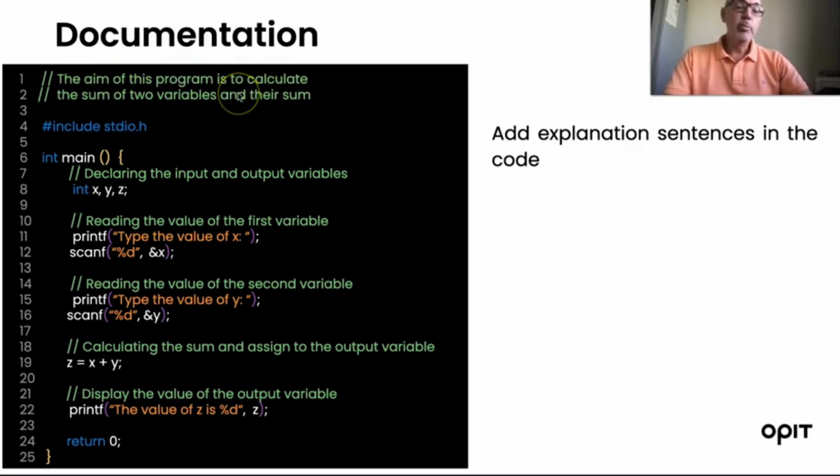There is some mistake here, no problem, because it's only in English. You can write what you want to write. It only explains to another user who is interested in reading your program what the program is about. It explains the different parts you have. So for instance, here I declare the input and output variables. I read the value of the first variable. I read the value of the second variable. I calculate the sum and assign this sum to the output variable, and then I display the value of the output variable. So you can see all these are given in English to explain to anyone, to any other programmer, what the program is about.